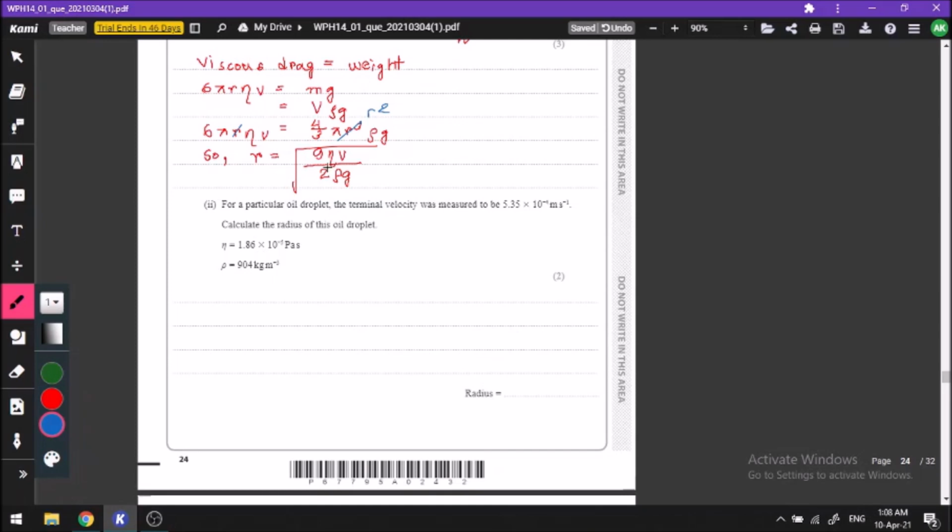We need the value of the viscosity. Yes, we know the value of viscosity, and we need to know the velocity. Yes, the velocity is given here. We know the velocity. We need to know the density. Yes, the density is also given here, so the density we know, and the value of g we also know to be 9.81. So just plug in all this information and calculate the value of the radius. The value should be 2.25 times 10 to the power minus 6 meters.